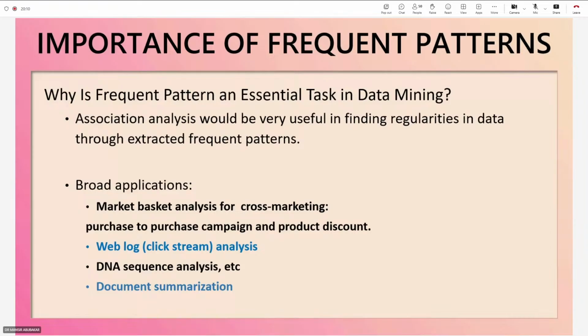Or DNA sequence analysis, like in bioinformatics, where DNA analysis tries to find the relationship between different organisms. So DNA sequencing is also an important broad area where association analysis matters. And then also document summarization. We use association analysis to summarize a document, finding different keywords and the relationships between different words in the document. So finally, we can use that to summarize. So we can see all these examples. This is the importance of it.